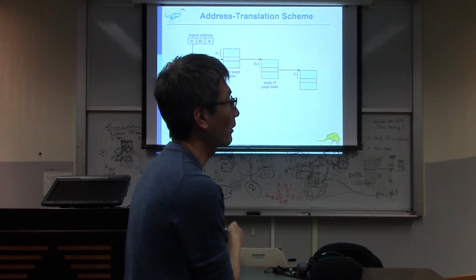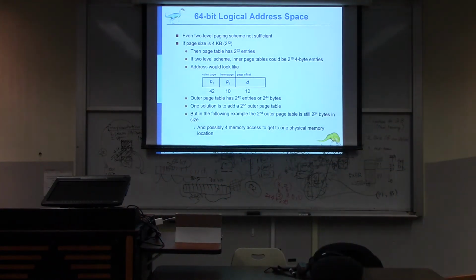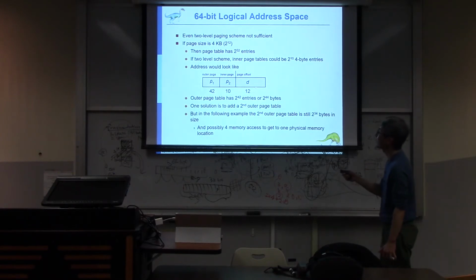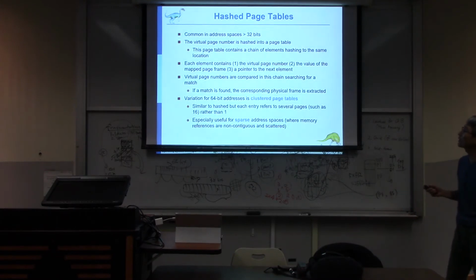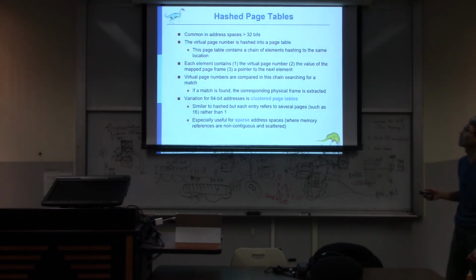Okay, so multi-level. It's the same as the tree structure. So in case of a 64-bit logical address space, we have the offset of 12 bits. In this case, with the 4K page size, then inner page and outer page. Okay, 3 level. If that is not enough, you can make another level of the page table.